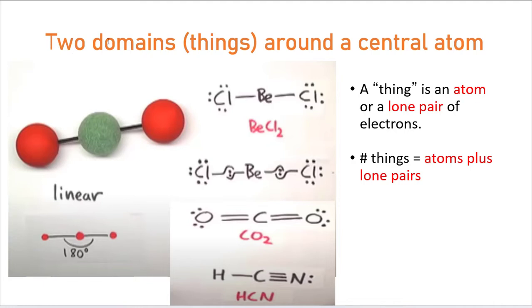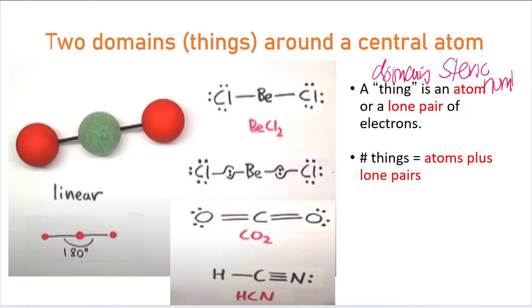Okay, so let's look at 2 domains, or a steric number of 2, or 2 things around a central atom. So again, a thing or a domain, or the steric number, is what is surrounding that central atom.